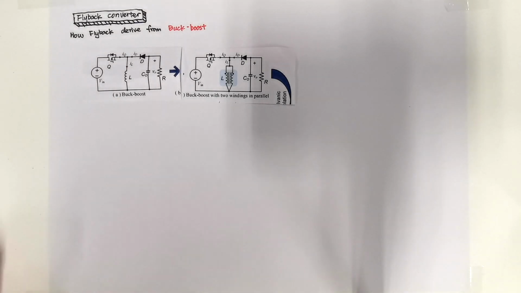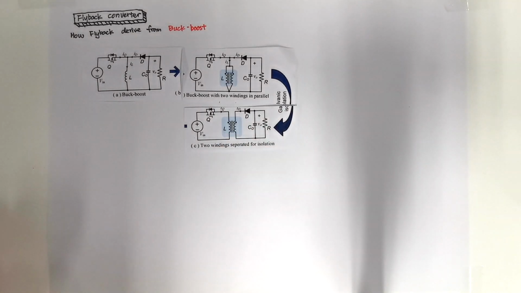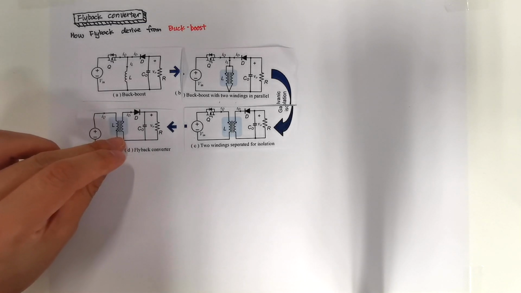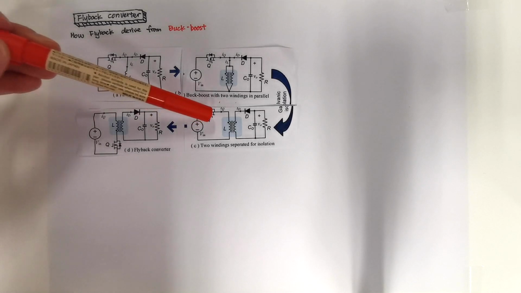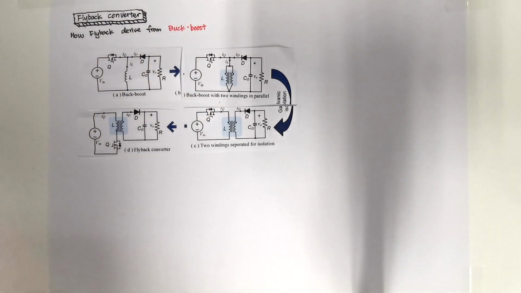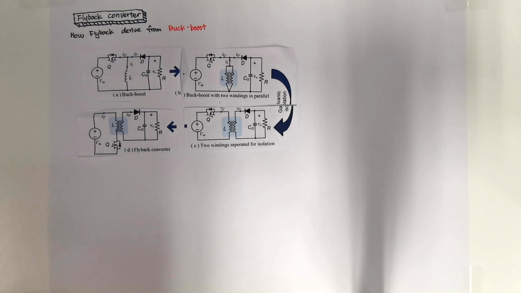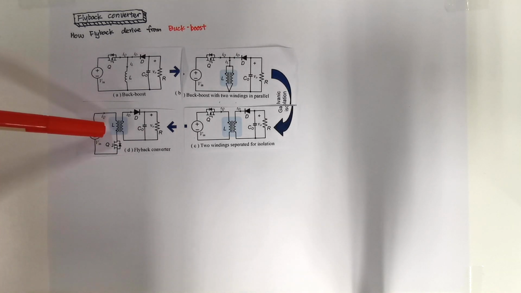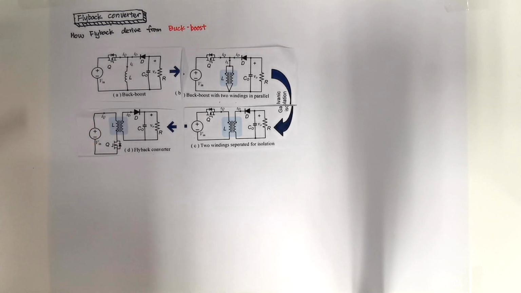transformer, and then we split this transformer into primary and secondary, and the last step is we move this switch to the lower side to have a low-side switch for easier driving and control. Also, we change the positive sign of the primary side and secondary side, so the converter is now not inverting. The sign of input power and output power are the same.